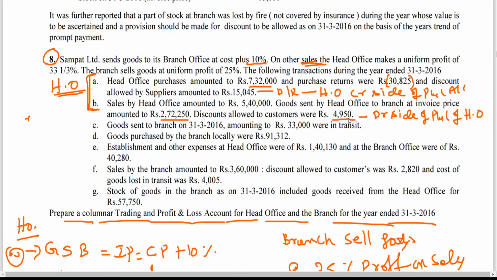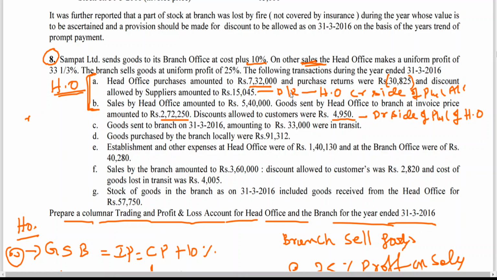Discount allowed. Sales by head office will be taken to which account? Trading account, credit side. Goods sent by head office to branch. We have learned in department accounts also, when goods are sent by one department to another department, by head office to branch, this is just like A department, B department. The way we have opened columnar trading and P&L account in department accounts, the treatment reminds you of the department accounts.